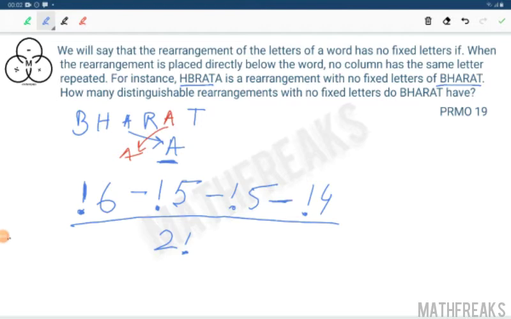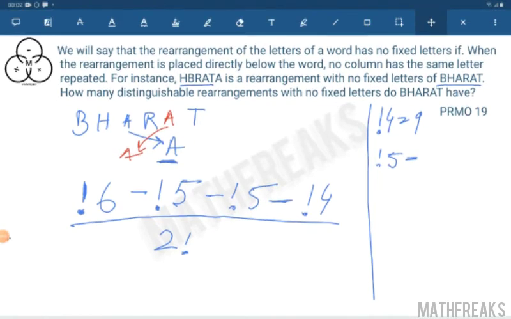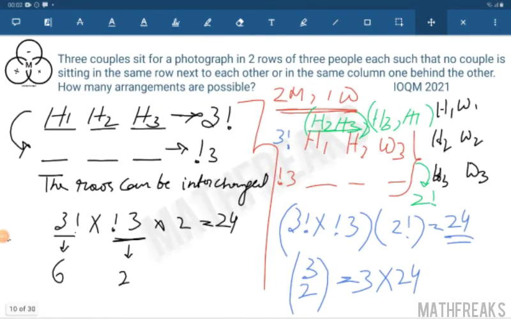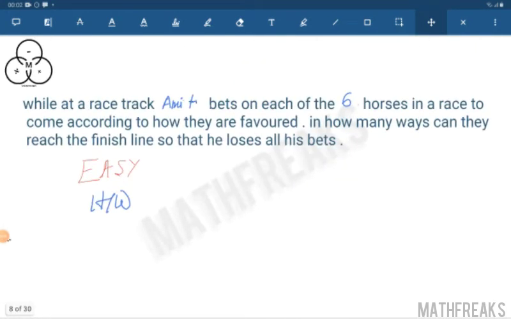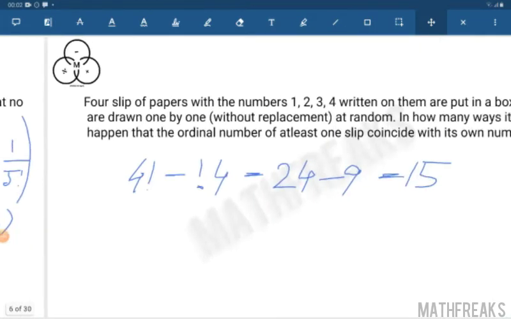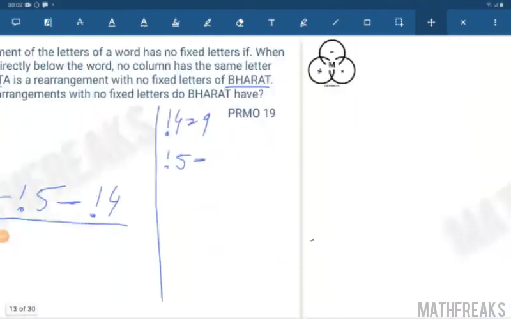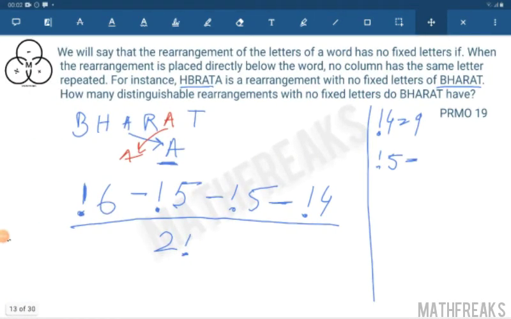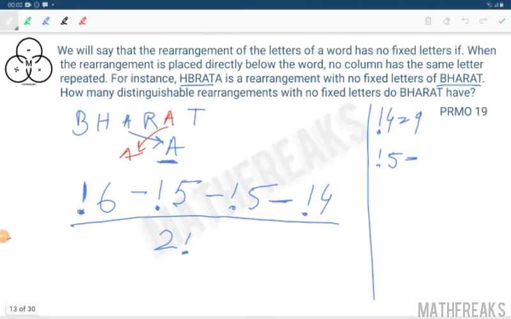We need to find the value of subfactorial of 6. We have already found subfactorial of 4, whose value is 9. Subfactorial of 5 we have also found out. Let me check what the value was. This was 44. Subfactorial of 6.